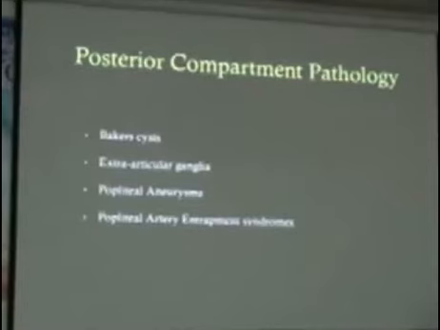And the things that we can expect to see in the posterior compartment are Baker's cysts, ganglia, aneurysms of the popliteal artery, and also popliteal entrapments.